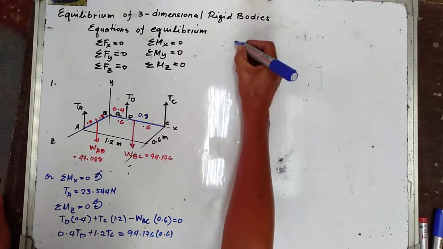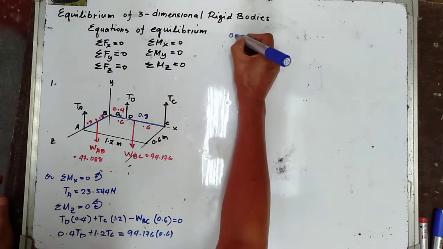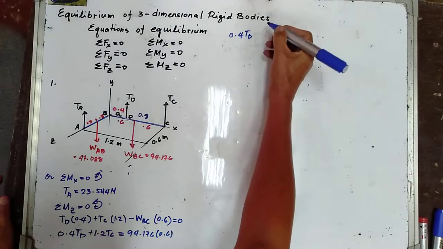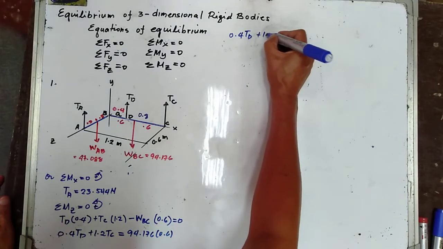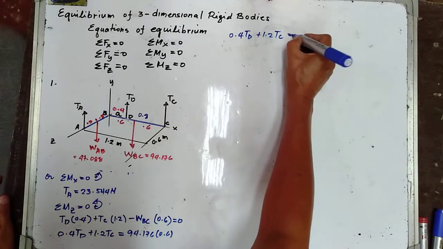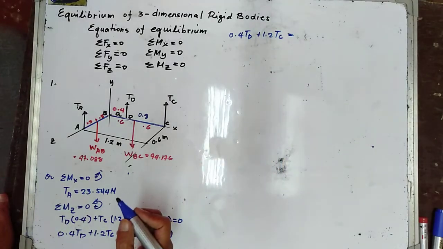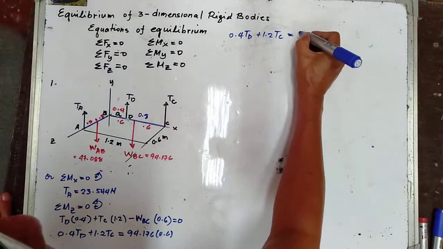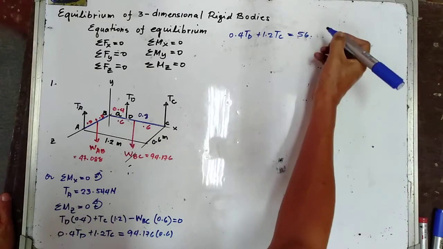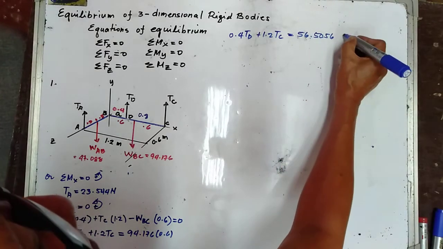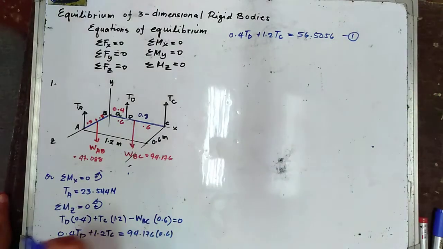So, in other words, your 0.4 T sub D plus 1.2 T sub C is equal to 56.5056. I'm going to consider that one as the first equation.